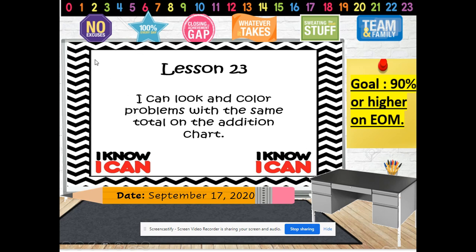Okay, so today we're going to start with lesson 23. Today's objective is I can look and color problems with the same total on the addition chart. All we're going to do today is look for problems with the same total on the addition chart that we were getting to know yesterday.